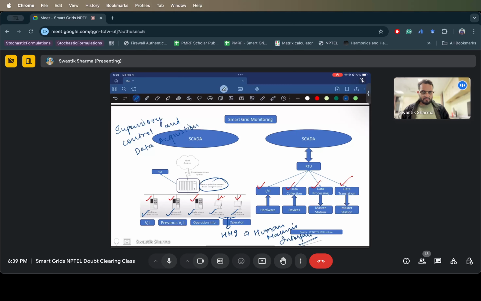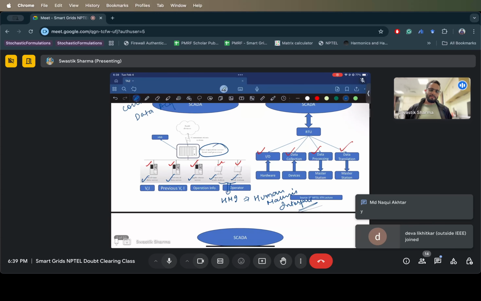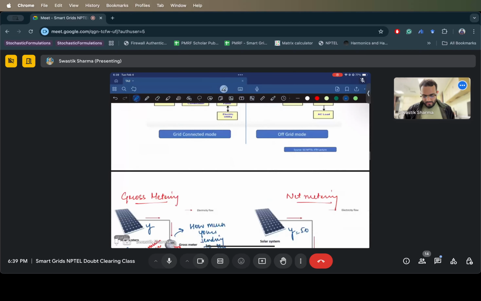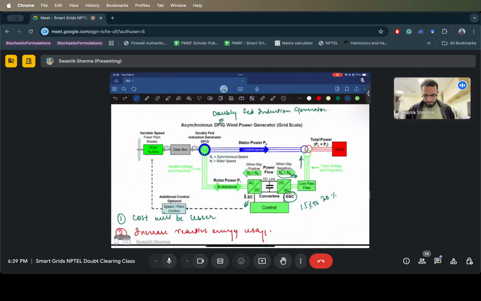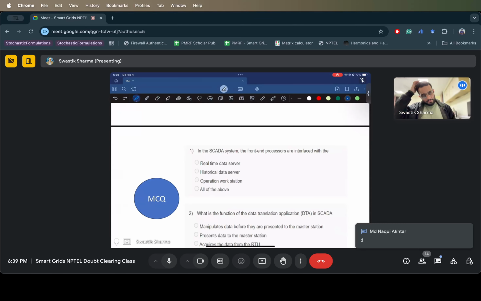Is that a correct explanation? The human machine interface is the whole interface between human and machine, provided using these workstations, right? So these are HMIs. So what do you think is the correct answer to this first question? Today I'm not going to answer anything. Here you have D. Yeah, D. All of the above is the correct answer.